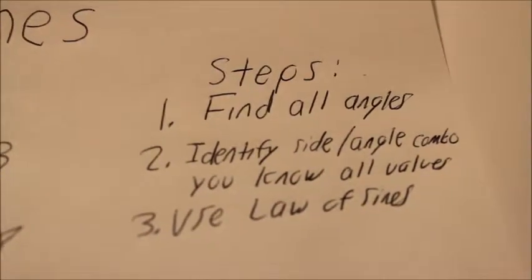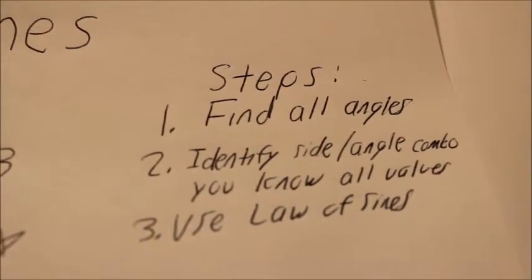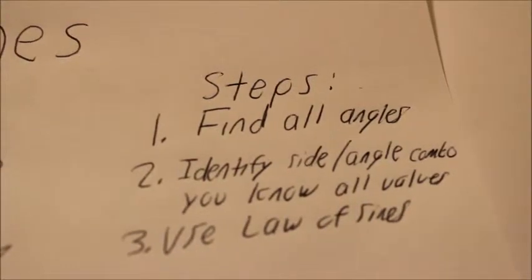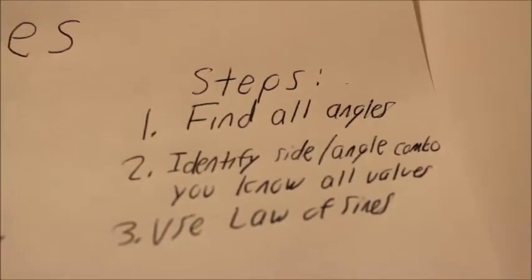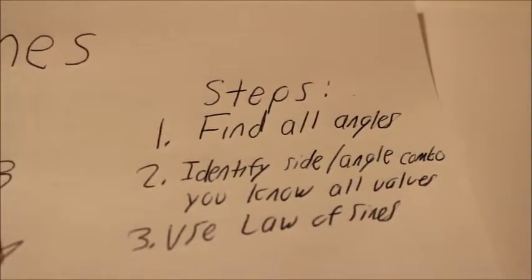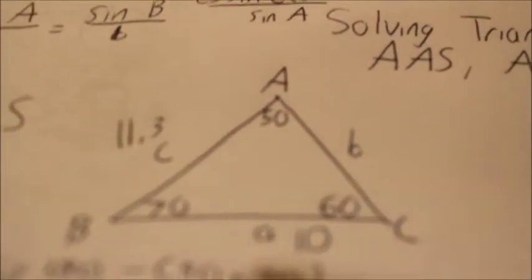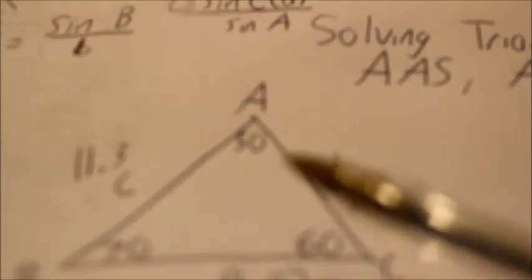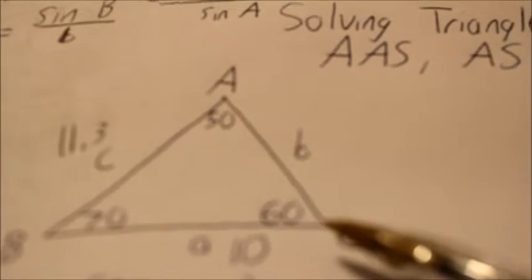Let's review the steps on how to use the law of sines in order to solve an angle-angle-side and an angle-side-angle triangle. First, we found all of the angles of the triangle. We already knew two of the angles, so as we flash back, we subtracted the sum of the two angles we knew from 180 in order to get our third angle.